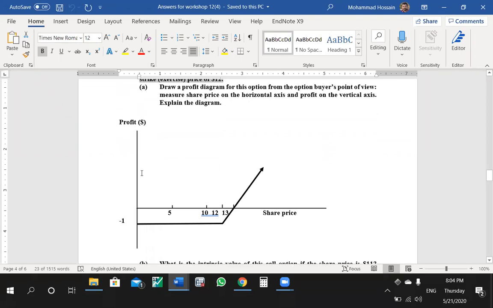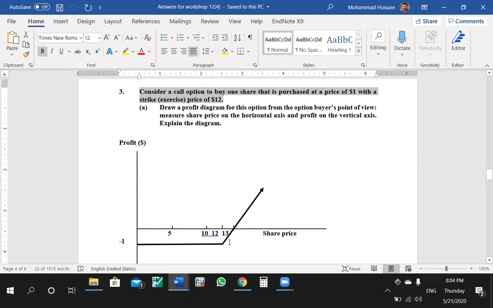So on this one, this is profit. This is share price. Look, they will strike it at $12. When the price goes to 12, they're going to buy it. They will buy it at $12. But they already paid $1 to get this option available to them. So they already have $1 of debt. So it means they need to recover $13 from selling. When the price goes above $13, they will start selling.